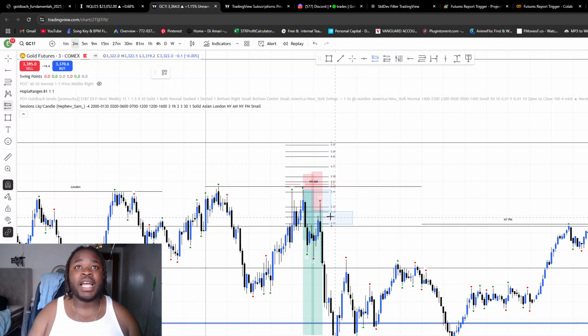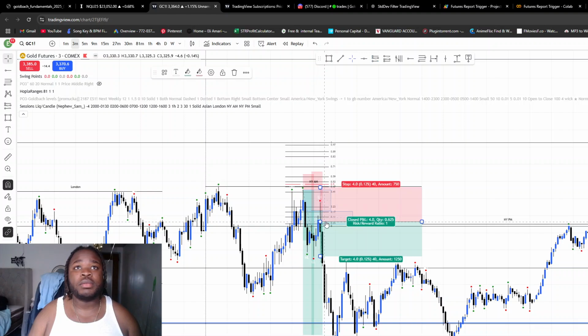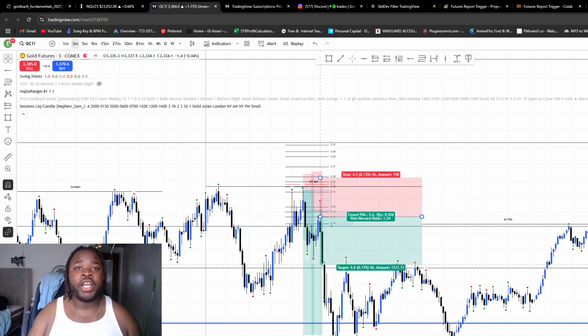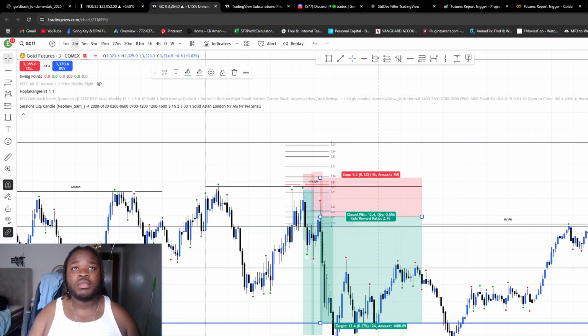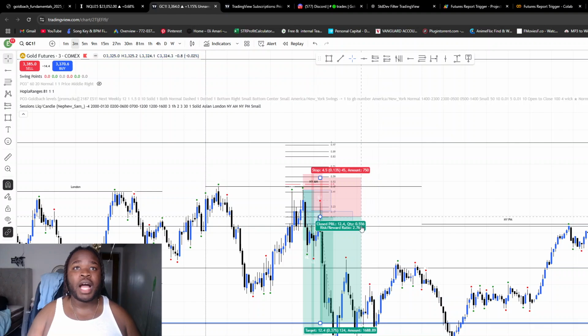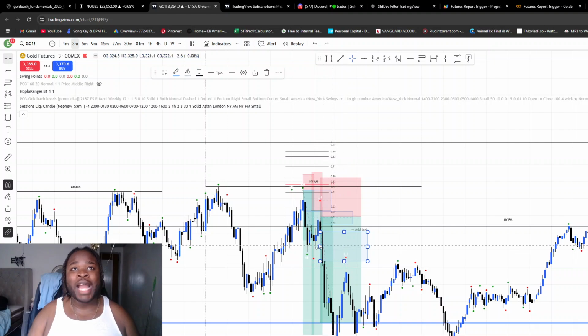For fair value gaps, I like to use the 50% to get filled, stops above the high, target your Asian London liquidity. That could have been another entry. Another fair value gap was formed right here. Could have been another entry, but mine would not have gotten filled because I like to see the 50% rejected, right? But seeing that it didn't even come back to the 50%, that's a clear indication that we're weak, that we want to continue lower, right?